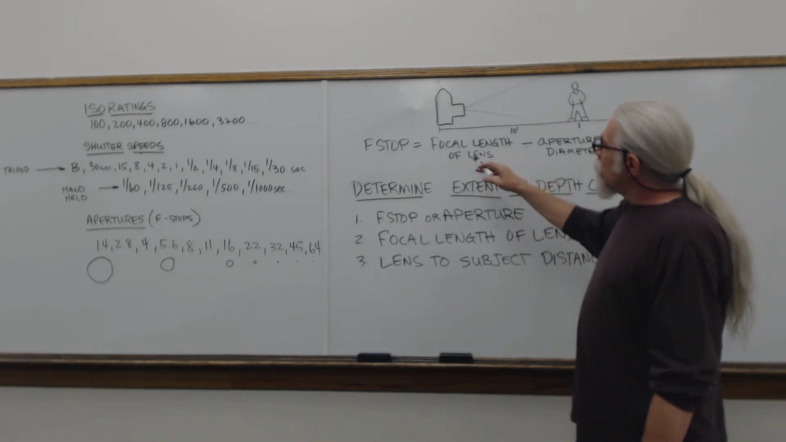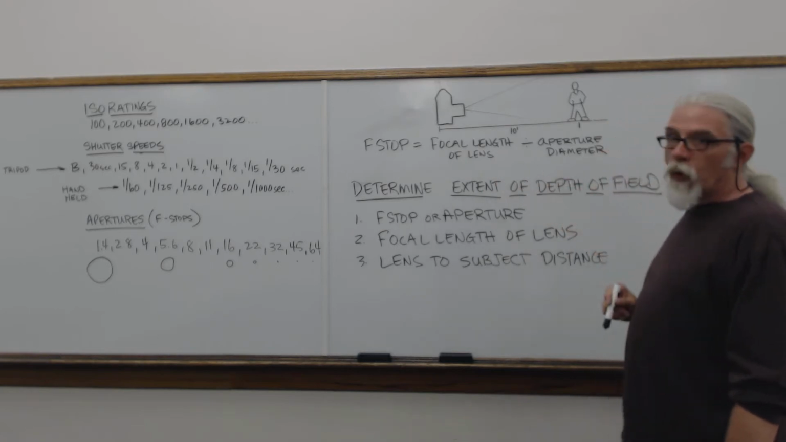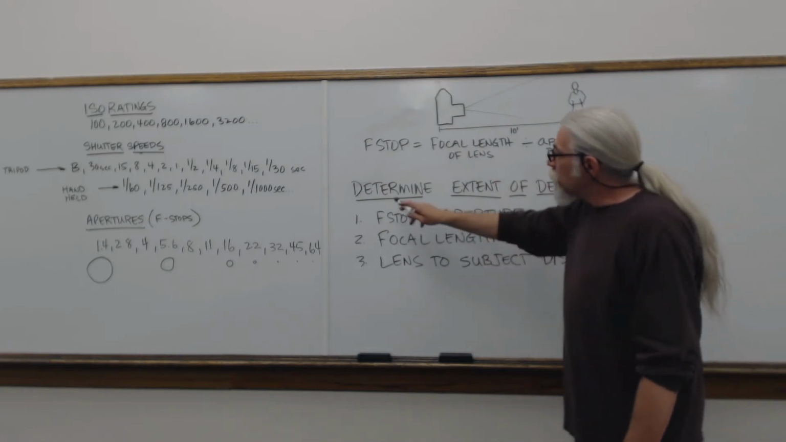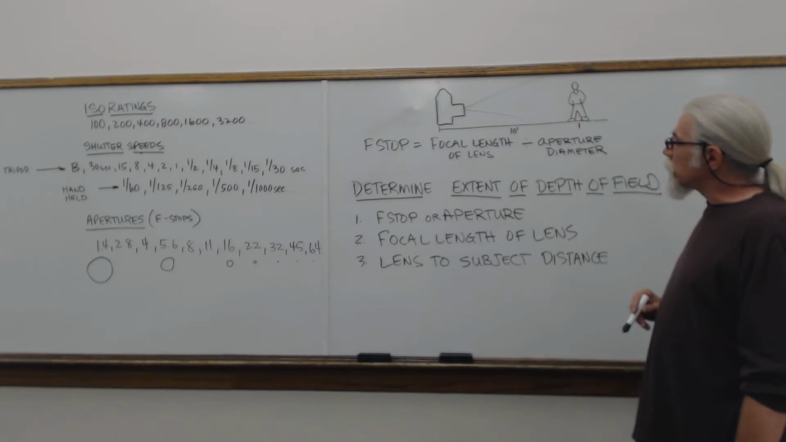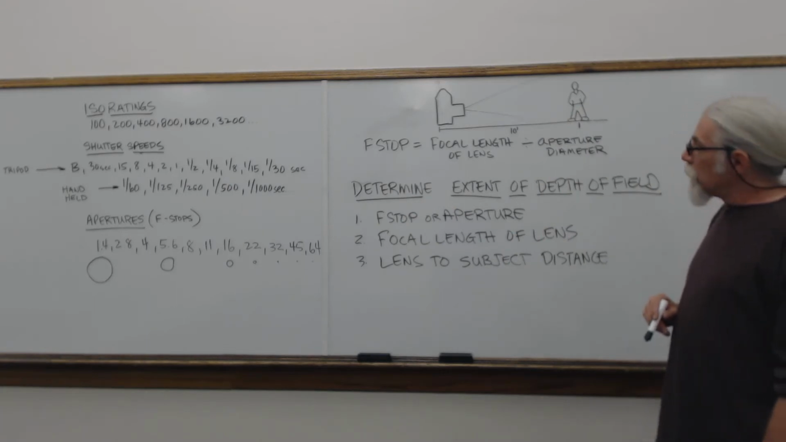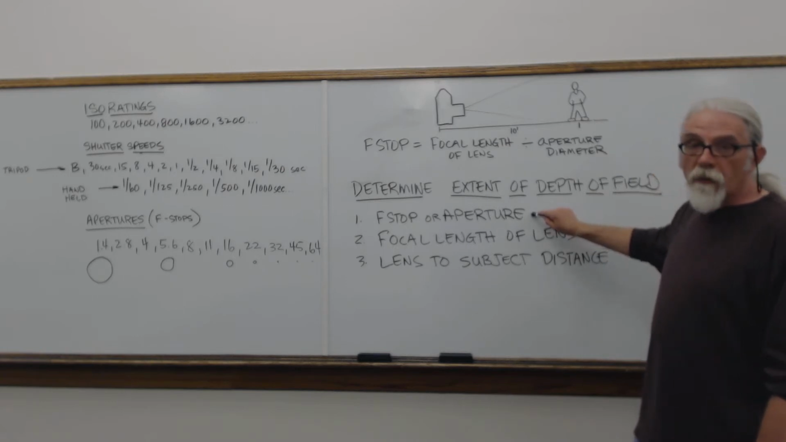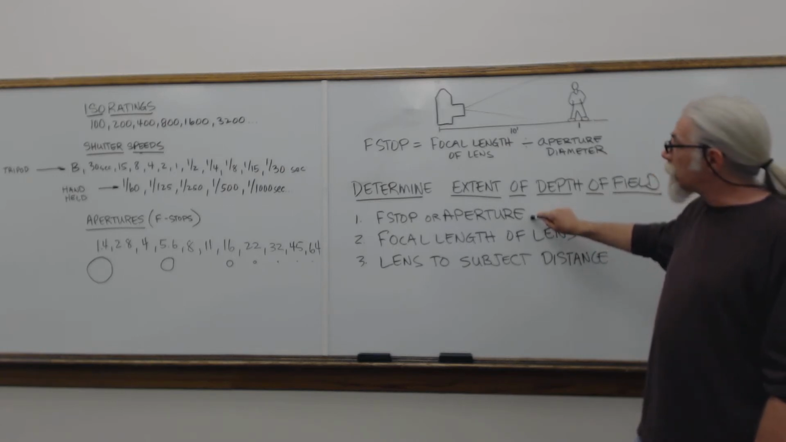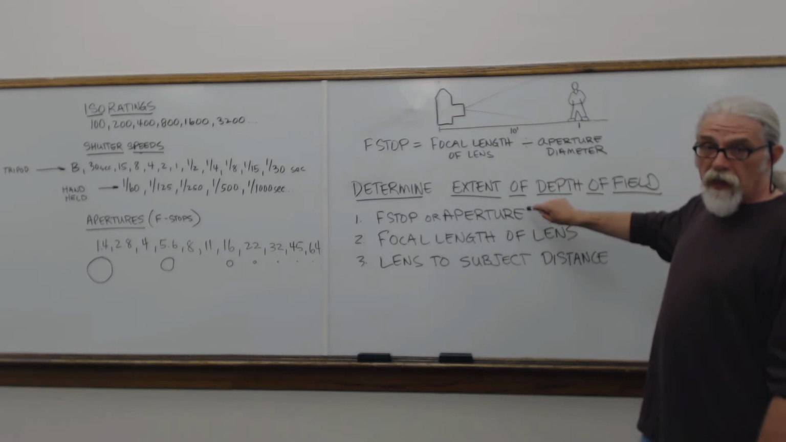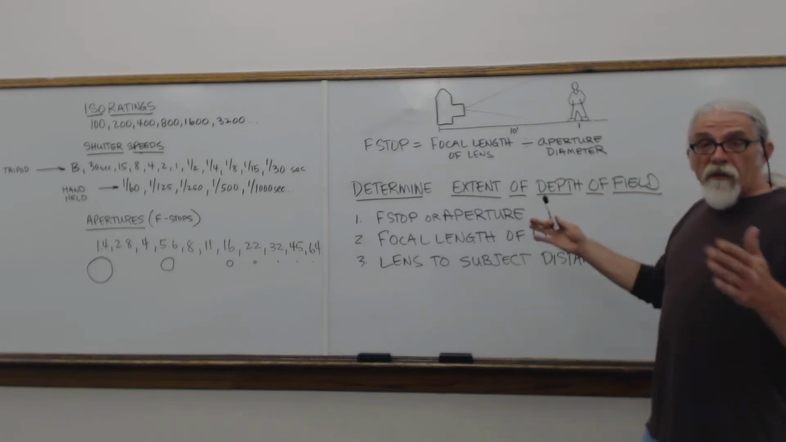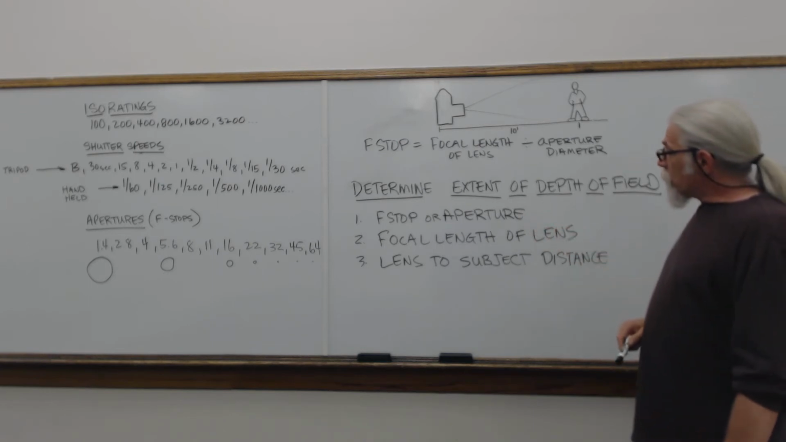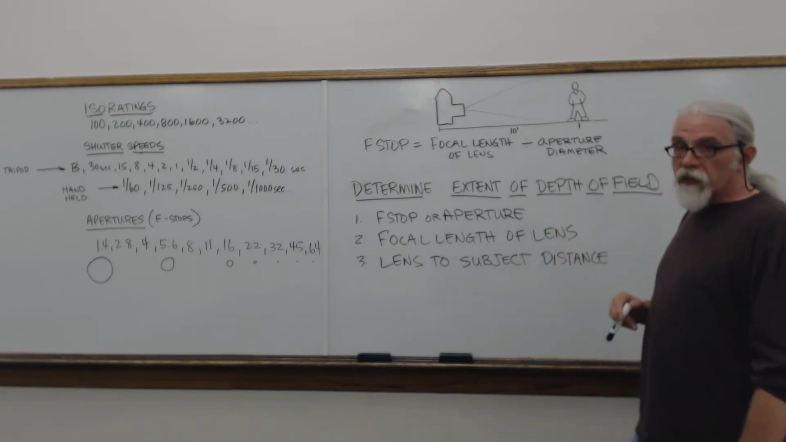That being said, focal length of lens is really important in this, and that is one of the things that determines the extent of depth of field. These three things determine the extent of depth of field. We already know that f-stop or aperture extends the depth of field. If we're using f22, we have the greatest extent of depth of field. Two other things determine that.